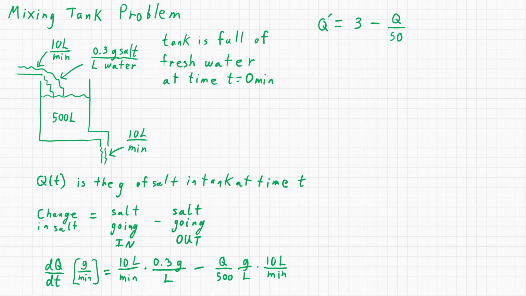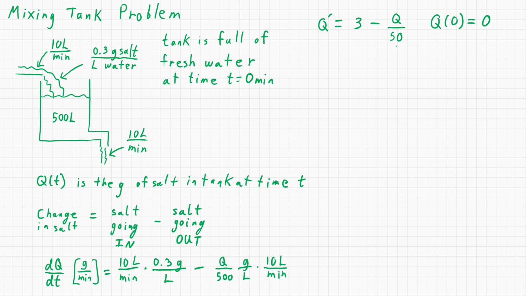So this is a differential equation for the amount of salt that's going to be in the tank at time t. And then it's an initial value problem because the tank is full of fresh water at time t equals 0. So we also have this initial condition that Q at time 0 is 0. At 0 minutes, the start of the experiment, there are 0 grams of salt. All right, so let's go ahead and solve it.